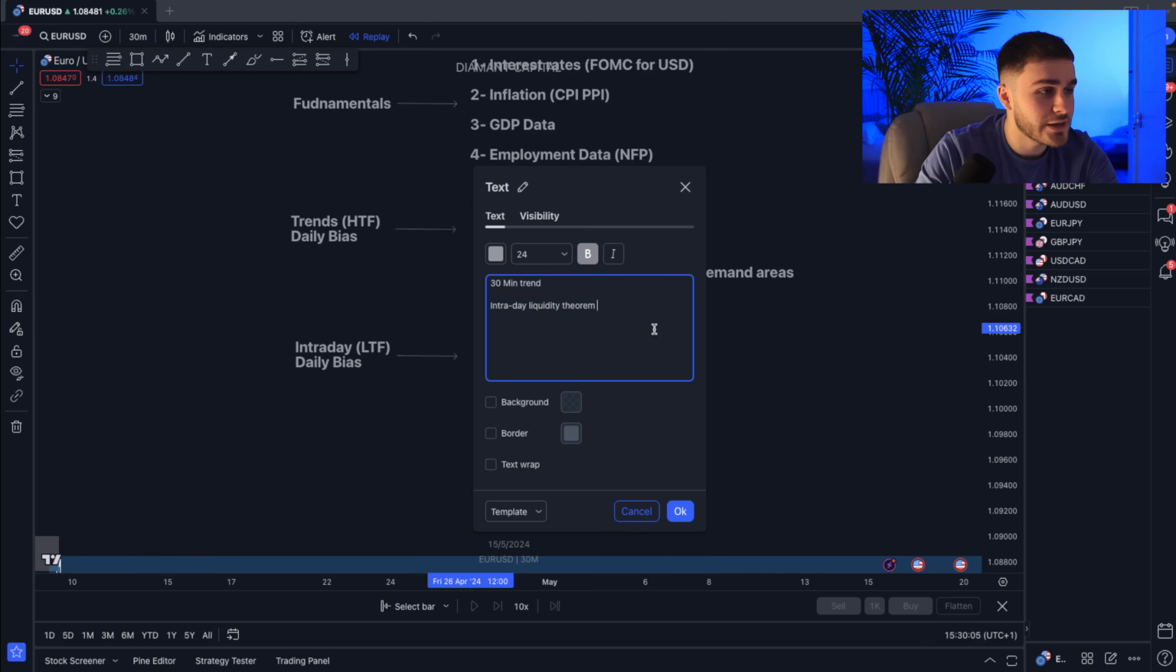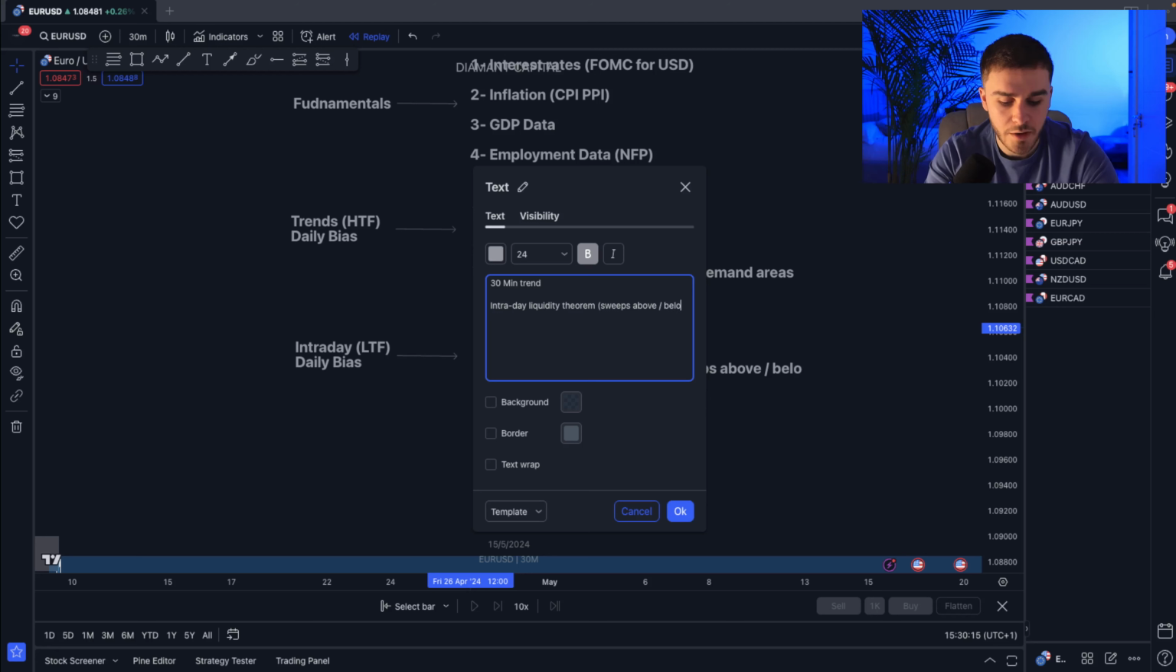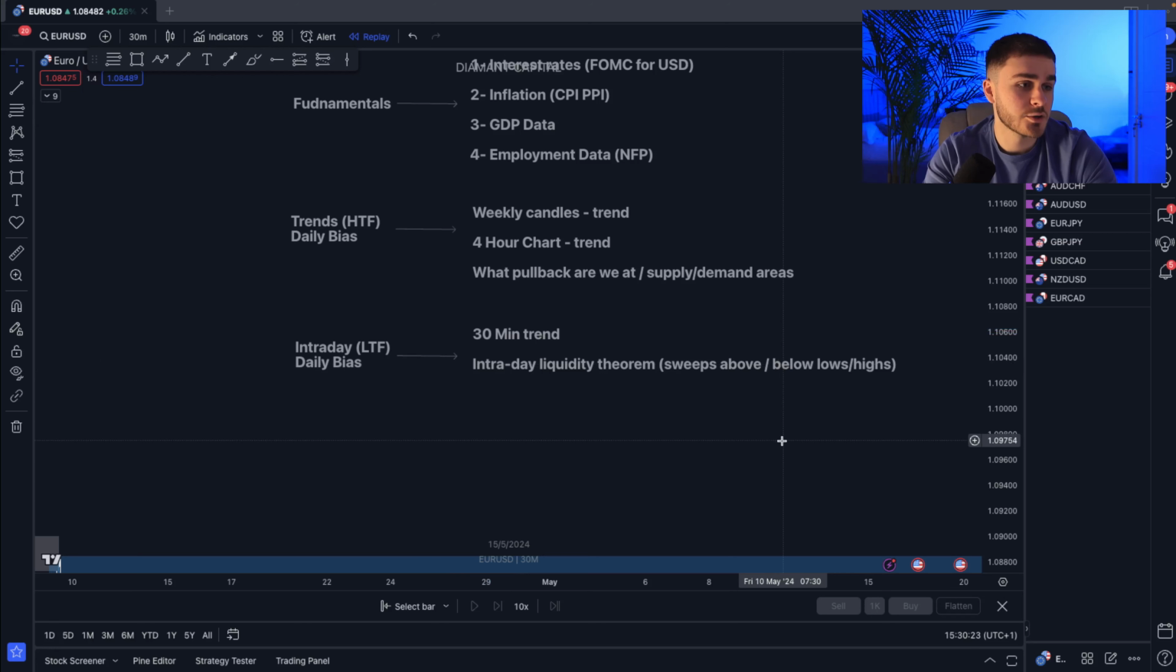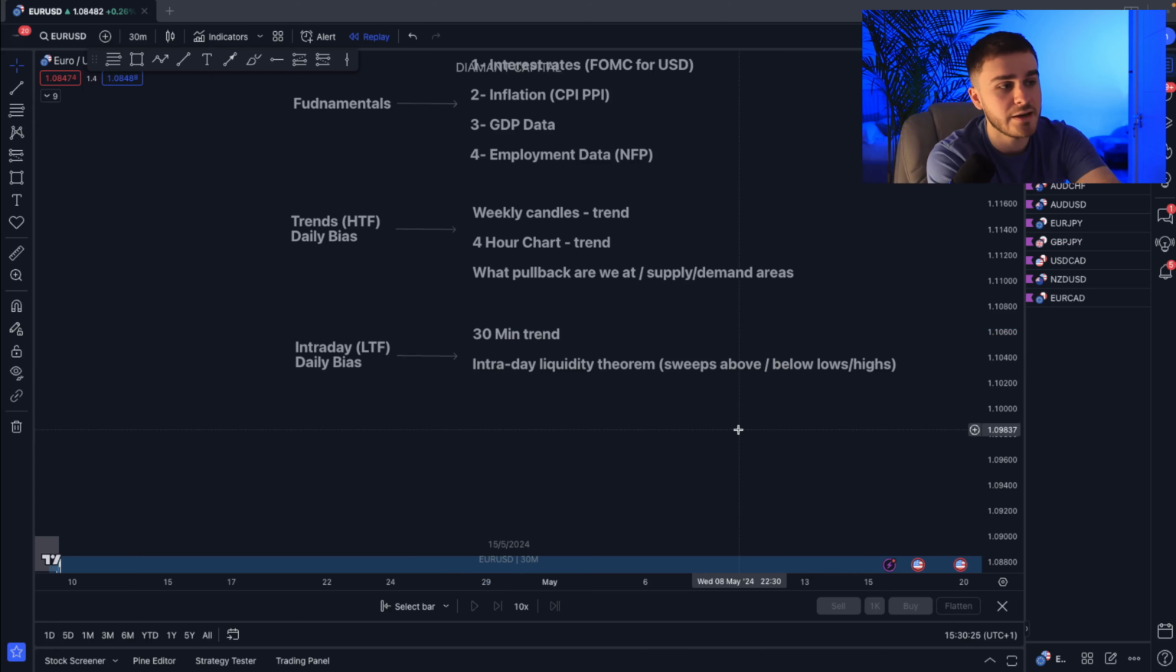But yeah, intraday liquidity theorem, that's definitely what I'd look at. So when I really break this down, usually what you're going to be looking for is sweeps above or below lows and highs. Okay, cool. So that is basically going to be it for the lower time frame daily bias.